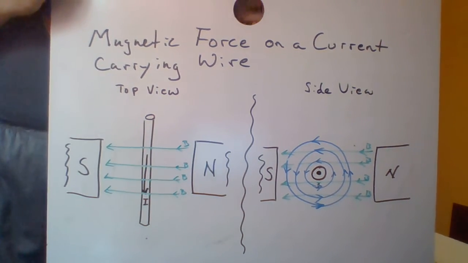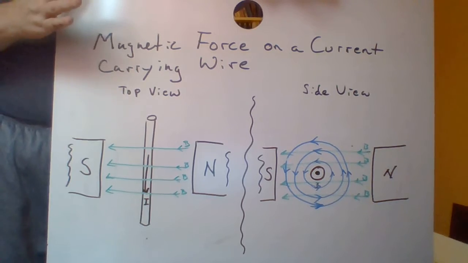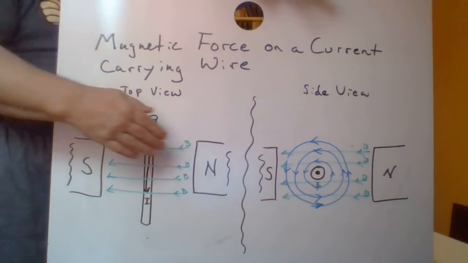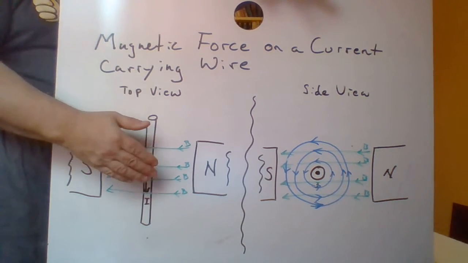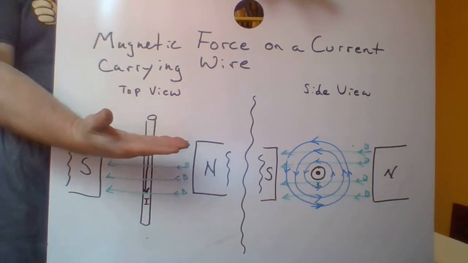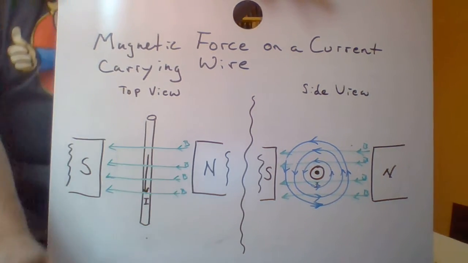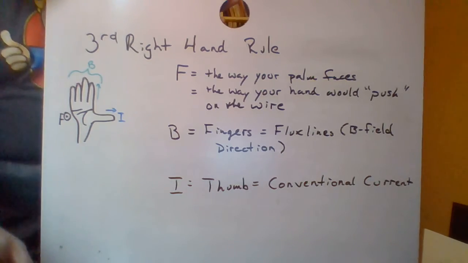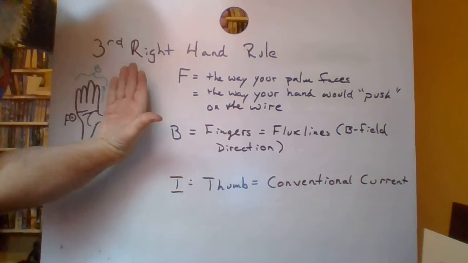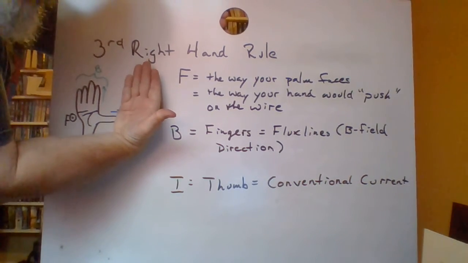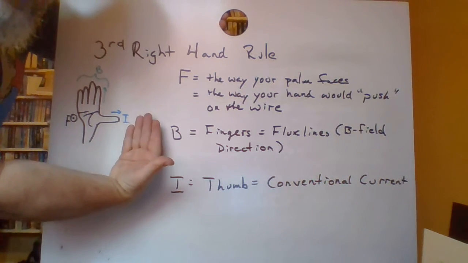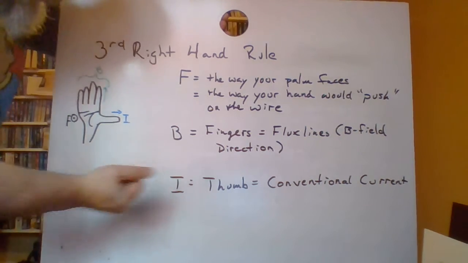So, in order to have an easy way of figuring out which way the magnetic force is acting on the wire to move the wire, we're going to use what we call the third right-hand rule. Okay, here we go. Third right-hand rule. If you put your right hand up, just like so, see how I sort of got a similar diagram to what's there.